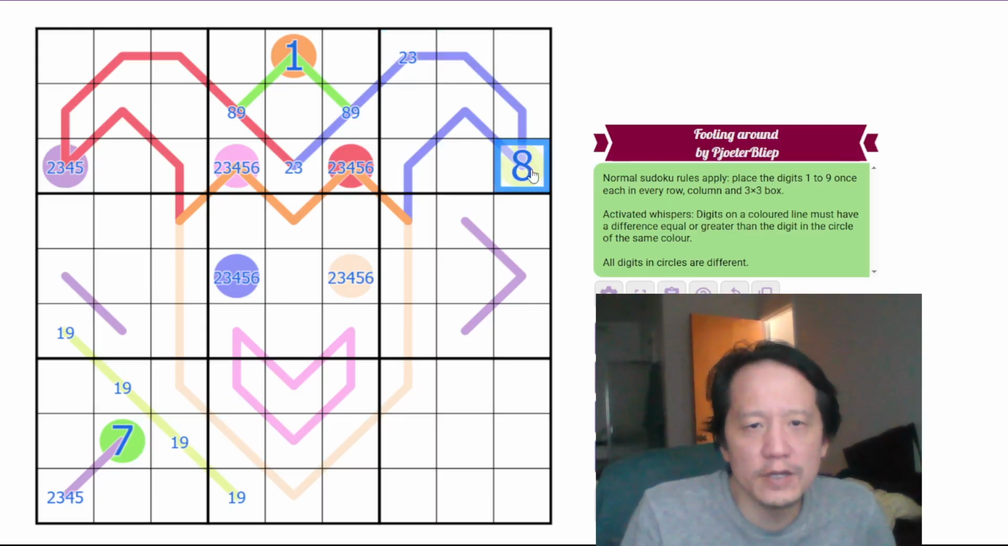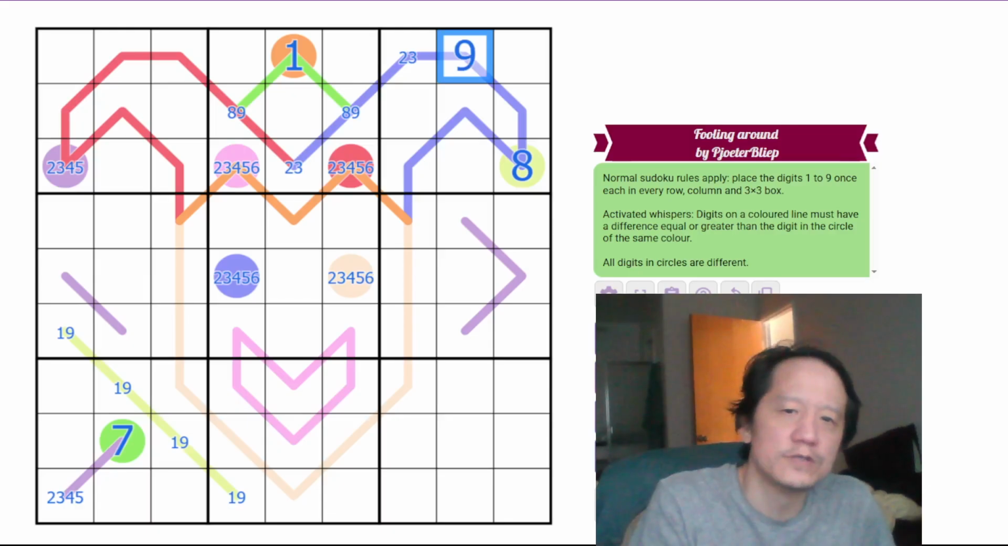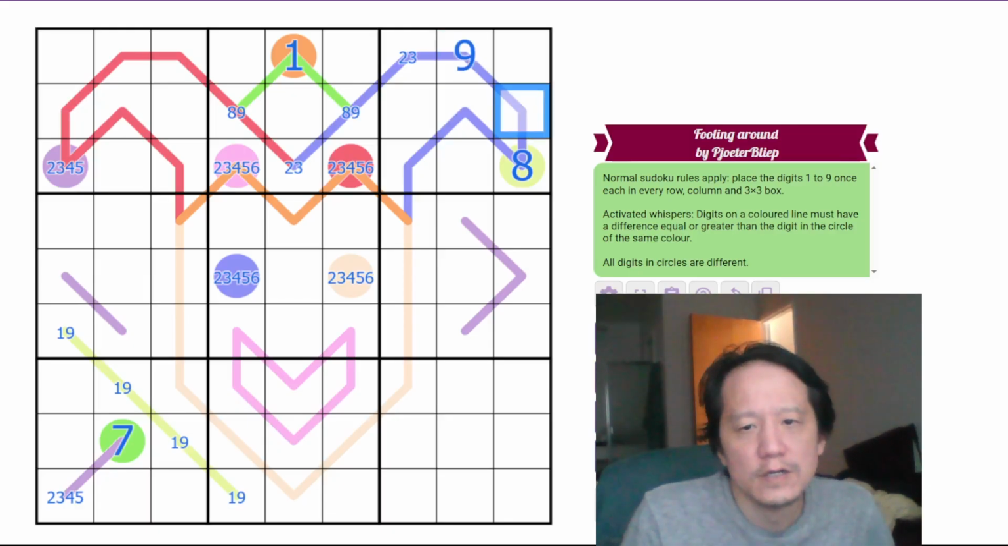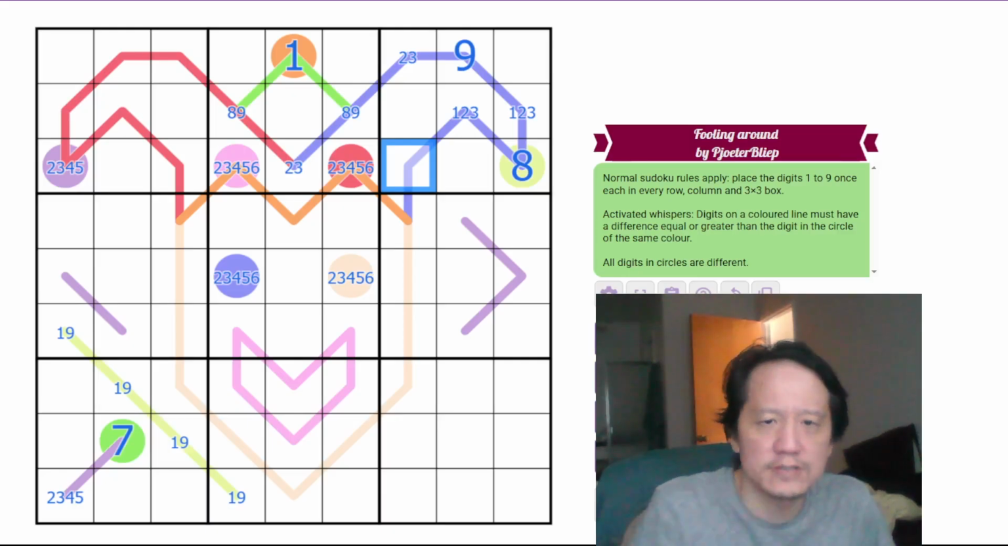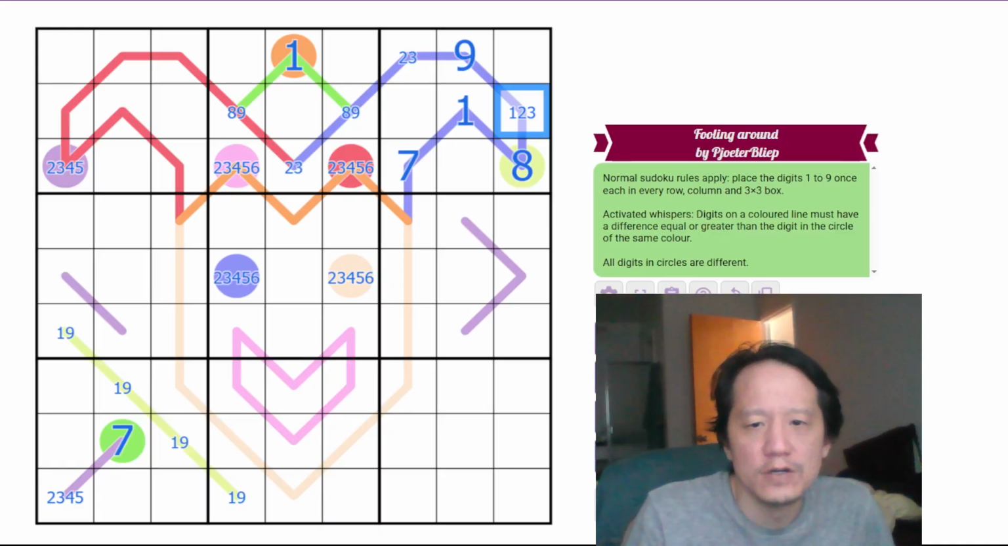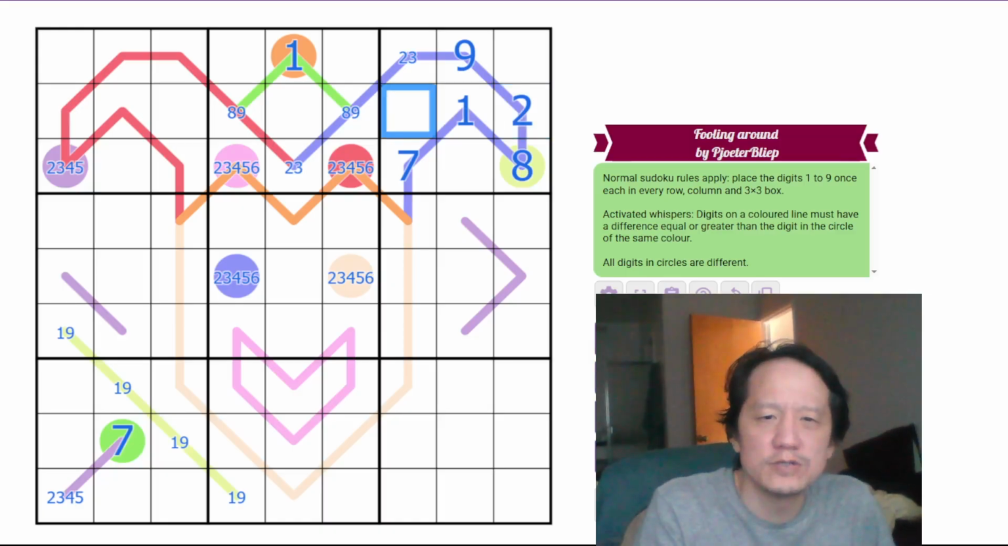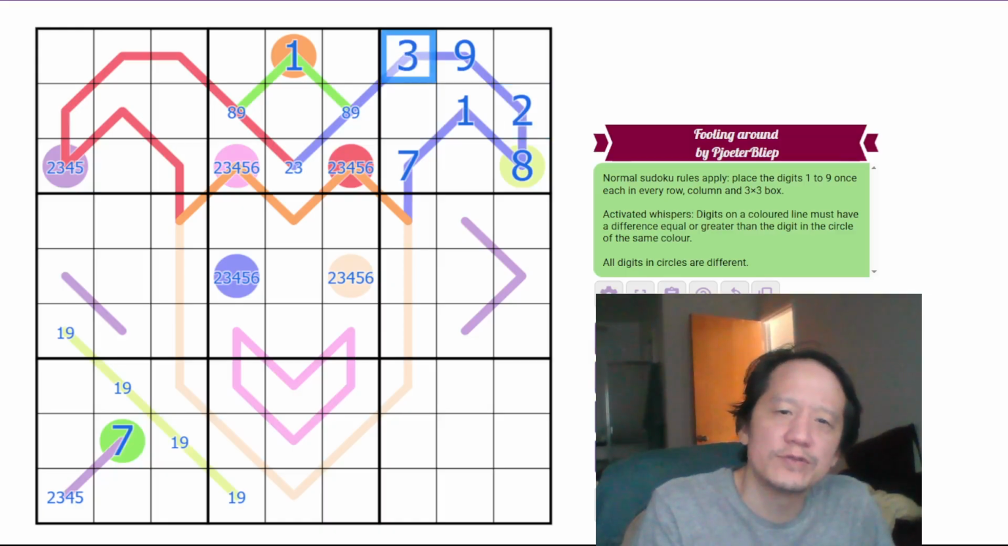This cannot be 8, therefore 2 or 3 would have to be with 9 here. So then this would be 9. This would obviously be 1, 2, or 3. This would be 1, 2, or 3. This would have to be, I think, 7, right? 7, and then you have 1 here. You cannot have 1 here. This would have to be a 2. So this would be 2. This would be 3.